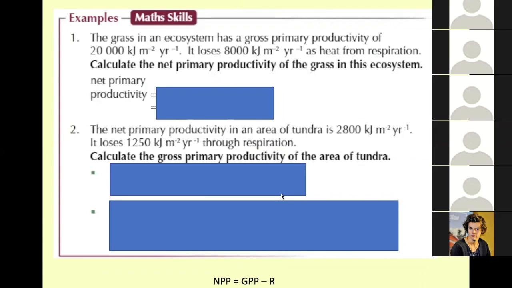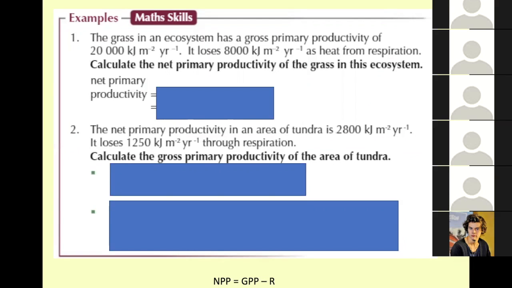Bearing in mind, I've just given you the equation. This is very, very straightforward. So let's have a look at this. It says the grass in an ecosystem has a gross primary productivity of 20,000 kilojoules per meter squared per year. Here we're just looking at one particular population within the ecosystem. It loses 8,000 as heat from respiration. Calculate the net primary productivity of the grass in this ecosystem.